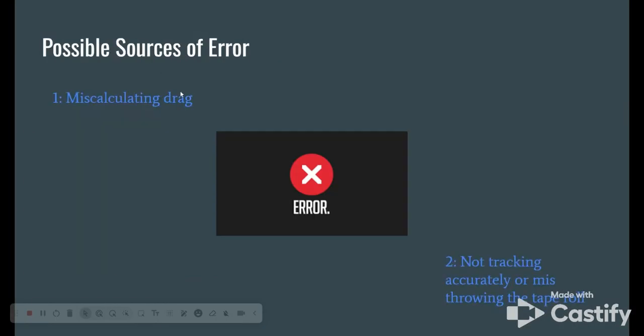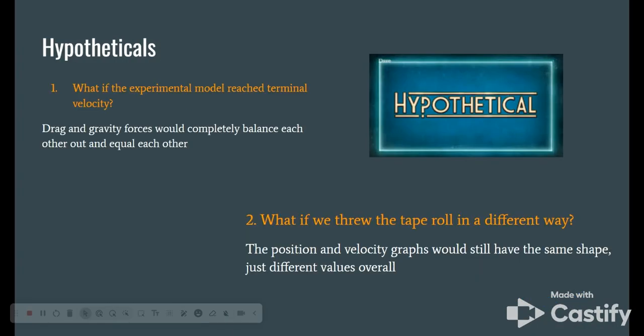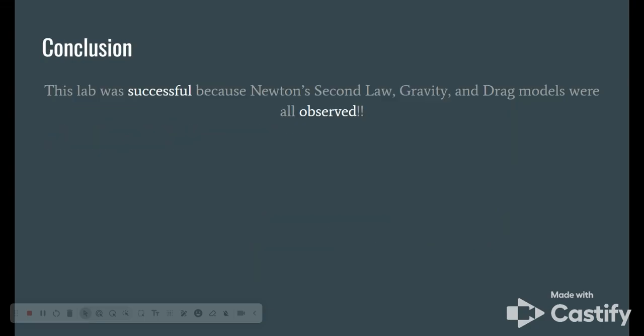So our possible sources of error were us miscalculating drag, that was that B value, or not tracking accurately or misthrowing the tape roll, which could have affected it as well. Hypotheticals, what if the experimental model reached terminal velocity? So drag and gravity forces would completely balance each other out and equal each other, but the graph would still look the same. And what if we threw the tape roll in a different way? Position and velocity would still have the same shape, just different values overall.